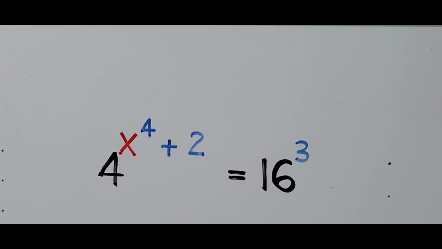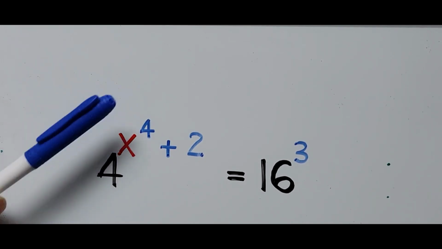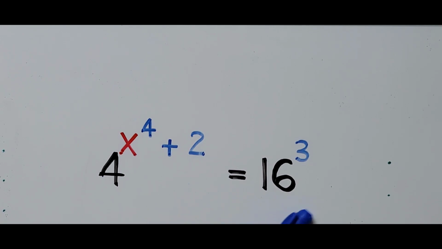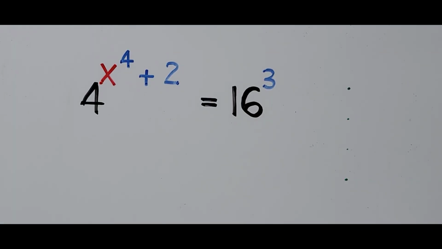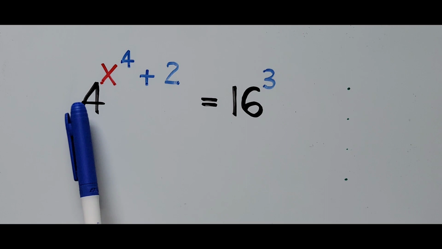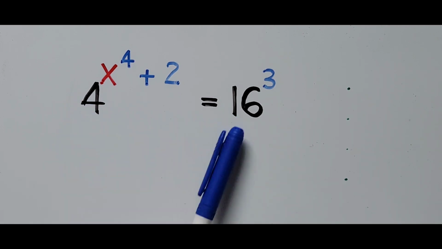Hello everyone, we have here the exponential equation 4 to the power of x^4 + 2 equals 16 to the power of 3, and we'll be solving for all the values of x. In solving this equation, if we take a look at the bases, 4 and 16 can be converted to base 4. Since 4 squared is 16, we can have a common base.